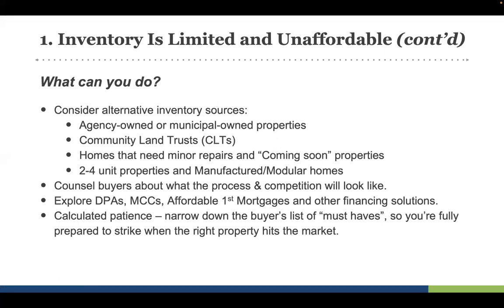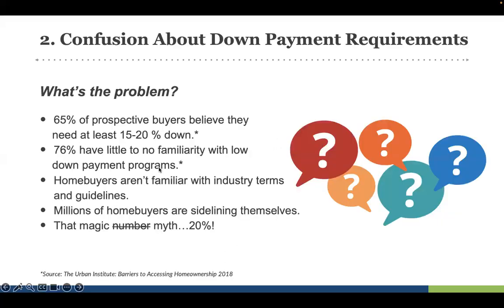Inventory is limited and unaffordable, yes, but there are plenty of solutions that offer incremental gains in opportunity. Now, number 2, confusion about down payment requirements. What's the problem here? Well, we'll quote from an Urban Institute study. Now, it's a couple years old. It was called Barriers to Accessing Homeownership.